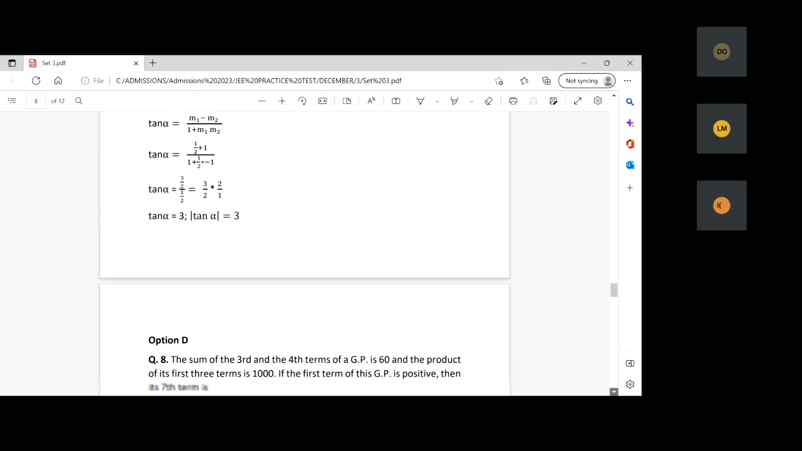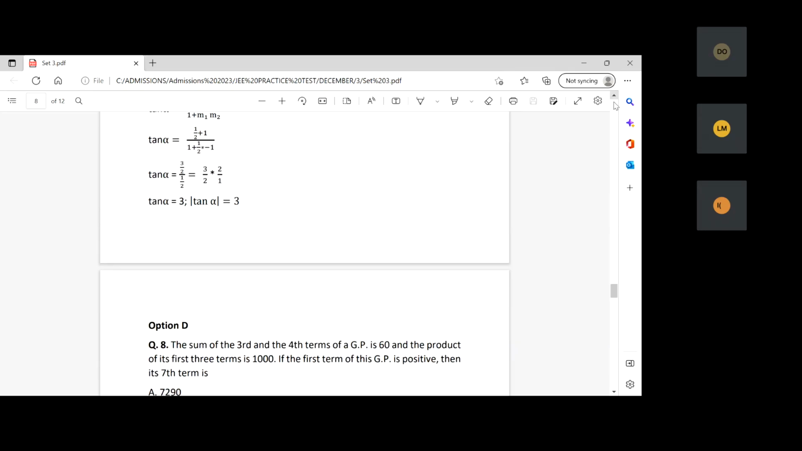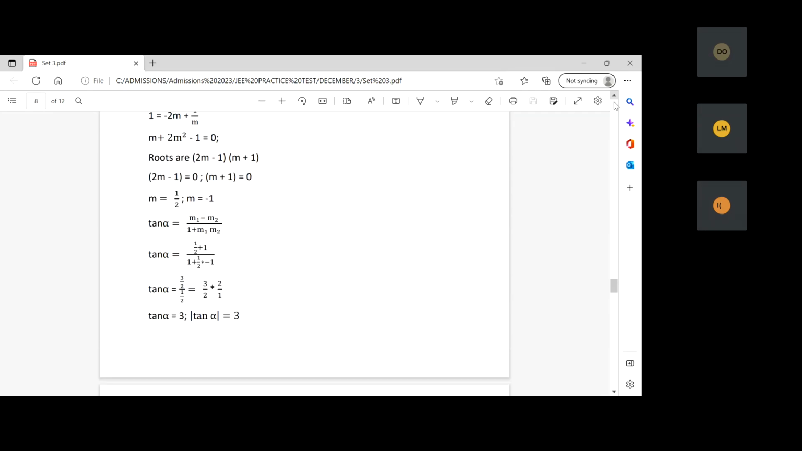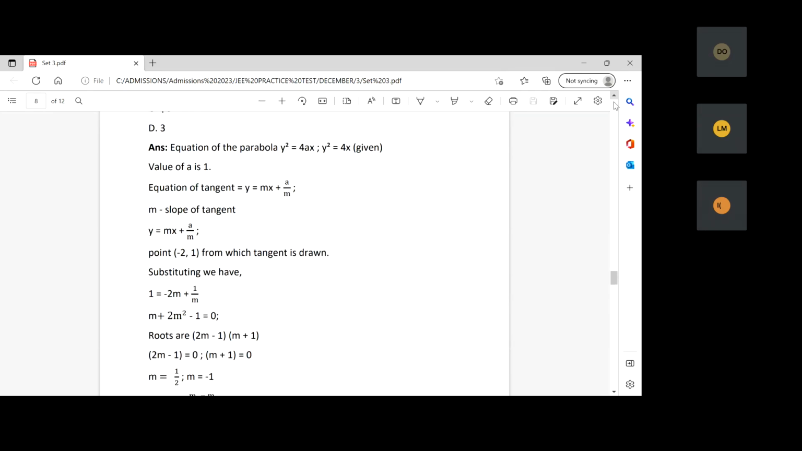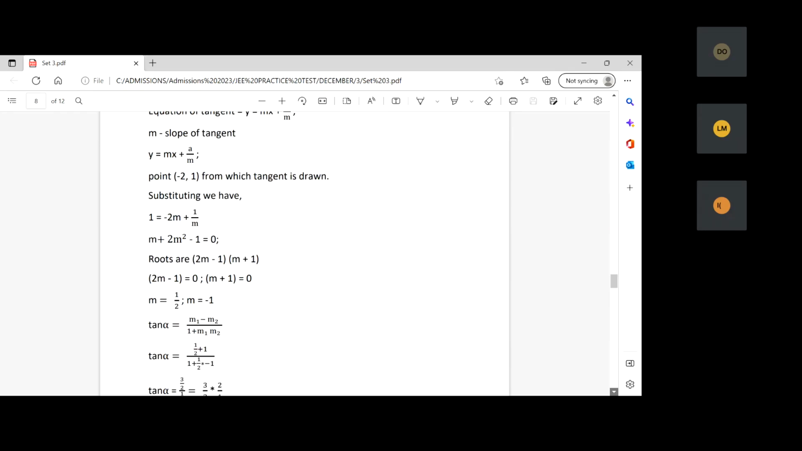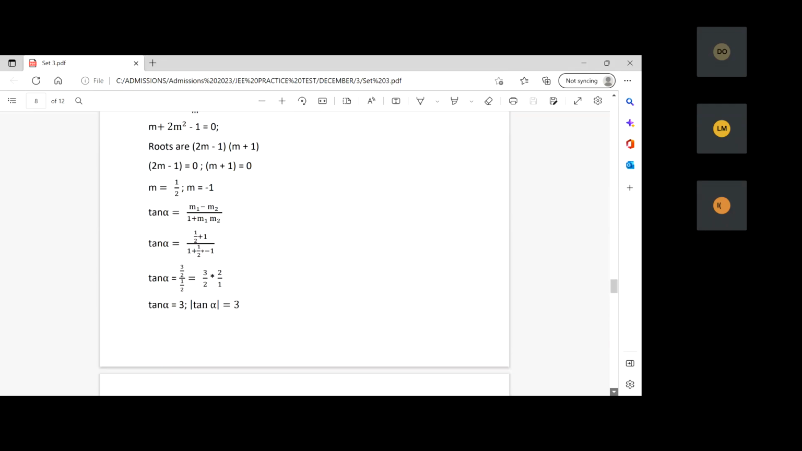And I hope it's the option D. It's the option D. Just go through the question once again. This is the equation. We know the value of a. We know the equation of the tangent. We have the point from which it is drawn. We are going to substitute it and find out the two roots. Once these roots are there, I know how to find out the angle, the tan value. So tan theta is equal to m1 minus m2 by 1 plus m1 m2. You can just substitute this and solve it, and you have the answer with you.